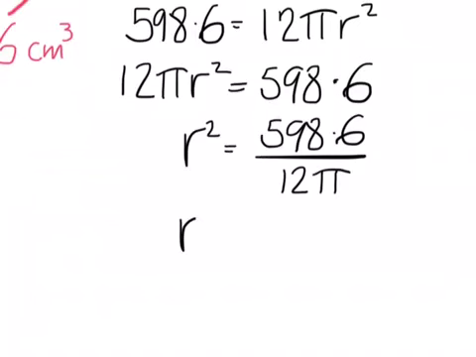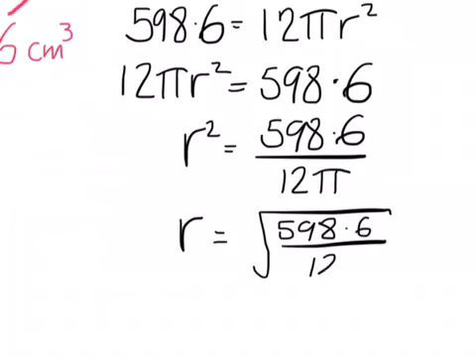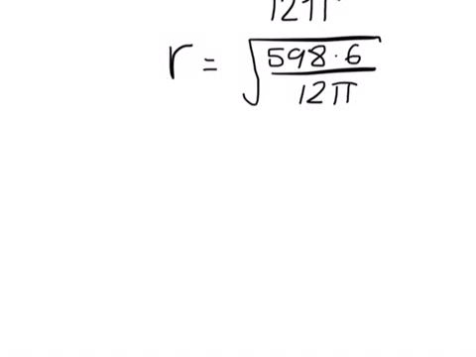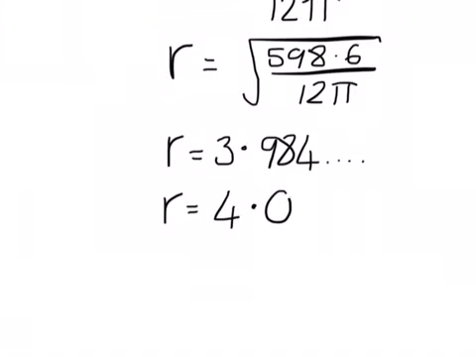We want r, not r squared, so r is the square root of 598.6 over 12 pi. So we can go ahead and do that on our calculator now. That gives us a radius on our calculator of 3.984 and so on. If we continue our practice of rounding to one decimal place, then that gives us 4.0. Our measurements are in centimetres. That's our radius to one decimal place.